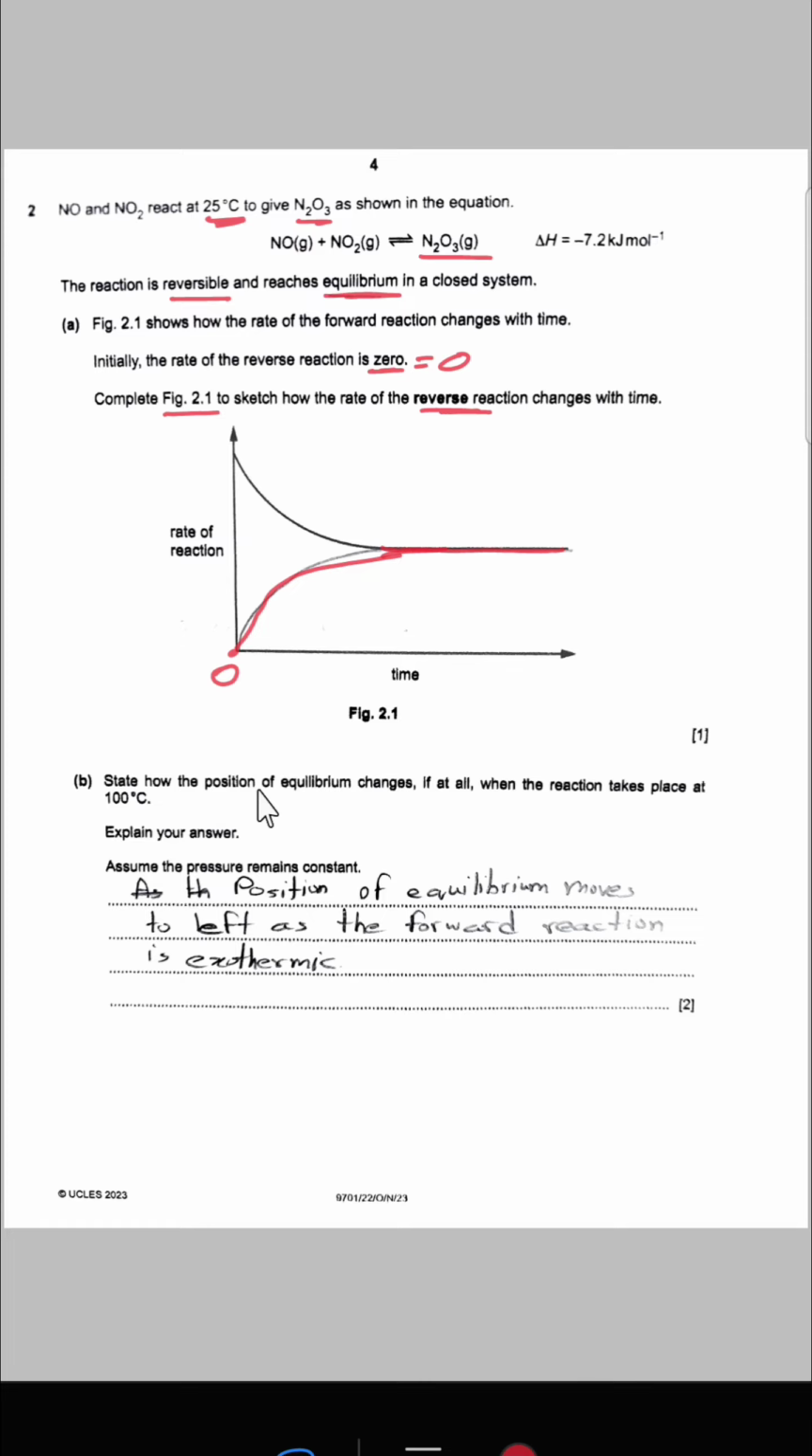State how the position of equilibrium changes, if at all, if the reaction takes place at 100 degrees centigrade. Initially the reaction is taking place at 25 degrees centigrade. Now it takes place at 100 degrees centigrade. As the forward reaction is exothermic, increasing the temperature would shift the equilibrium towards the left. So the position of equilibrium moves to the left since the forward reaction is exothermic.